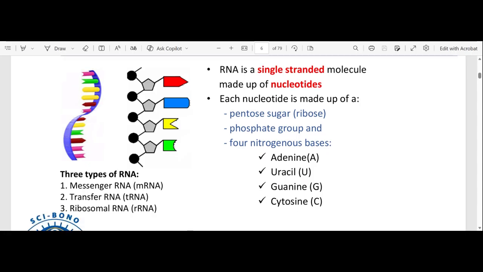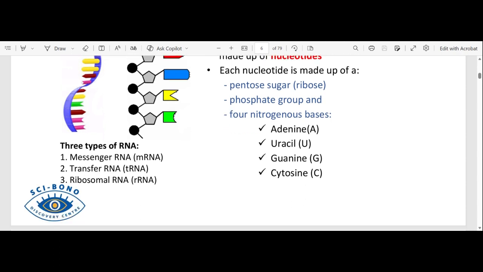The monomers or building blocks of RNA are called what? Nucleotides. Each nucleotide is made up of ribose sugar, a pentose sugar because it's a five carbon sugar. The word pentose, pent means five. Then we have a phosphate group and four nitrogenous bases, as we have alluded to. The nitrogenous bases are namely adenine, uracil, guanine, and cytosine.